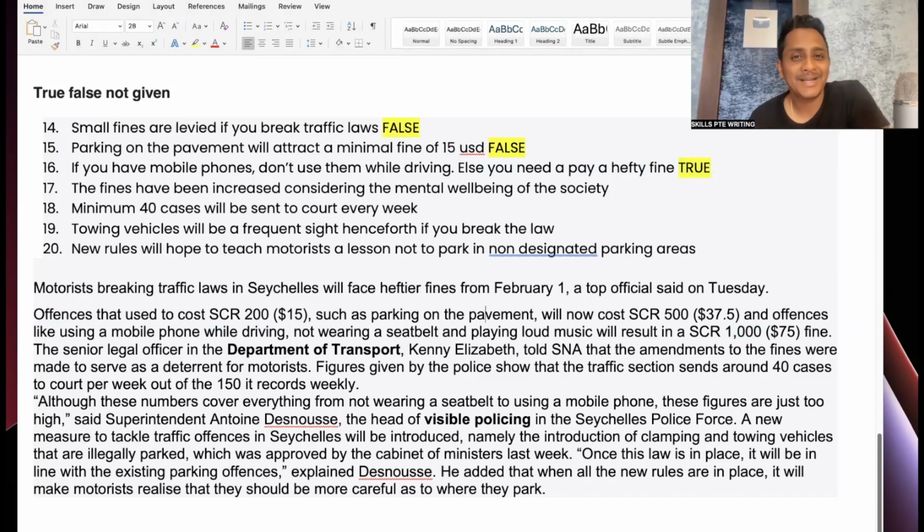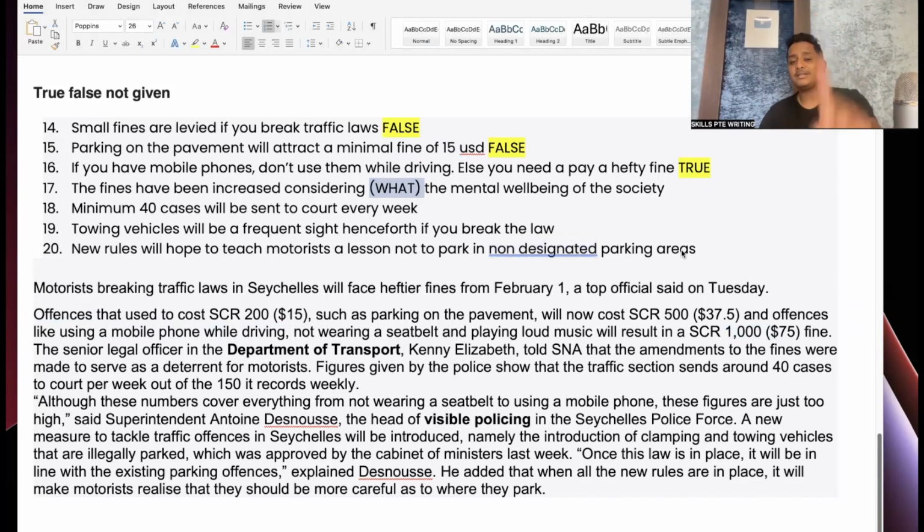Isn't it so? Any doubts so far? All right, the next one. The fines have been increased considering what? Anybody? Okay, first thing: are the fines increased? Definitely the fines have been increased. For what reason? Anybody? Quickly. If that reason matches this mental well-being, true. If any other reason is given, it's false. It cannot be not given.